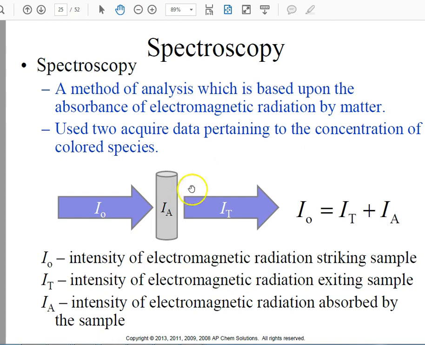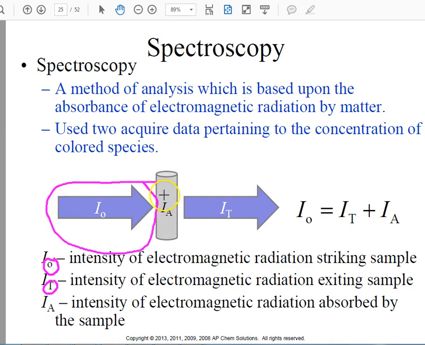What happens in spectroscopy is we take light that has some intensity, and we know the intensity of that beginning light, and we shine it through a sample so that it strikes that sample. That sample is going to absorb some amount of that light, and the rest is going to be transmitted. So this T here stands for transmitted, and the O is for our initial, or our beginning intensity.